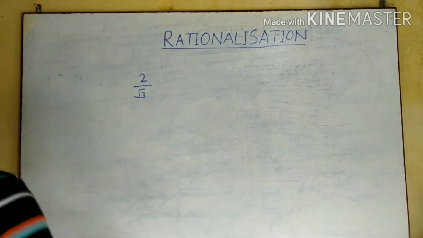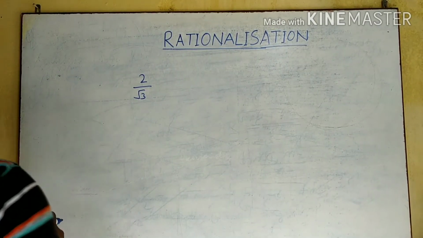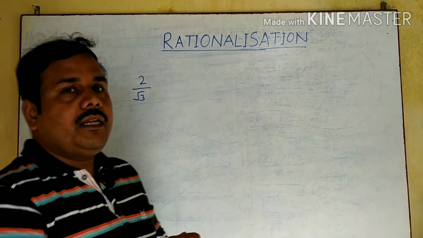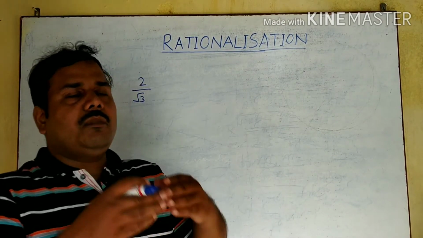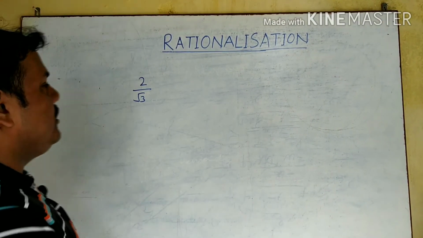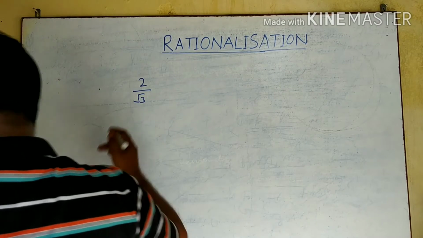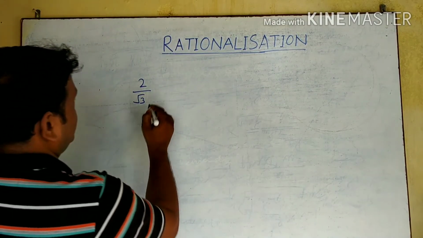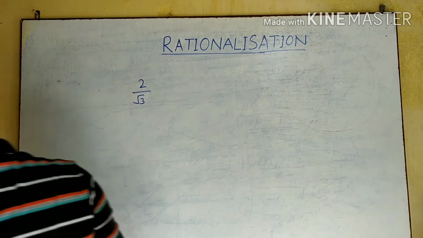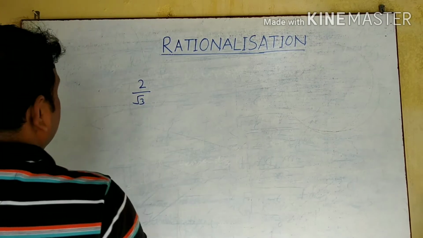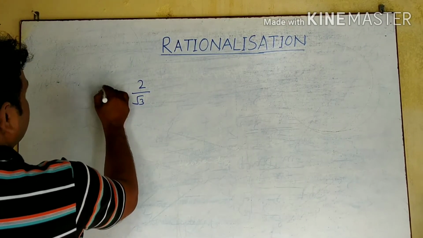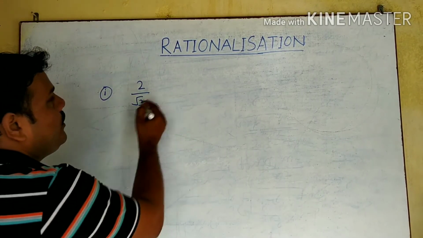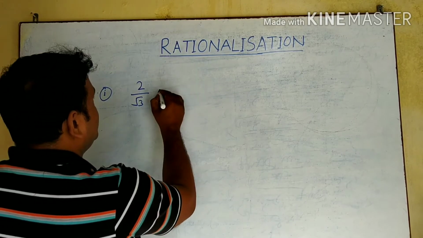What is a rationalizing factor? Actually, it is what we multiply with an irrational number to get a rational number. That is called the rationalizing factor. Okay, so now we will start solving. Suppose this is the first question. Here is how we will convert it into a rational number.